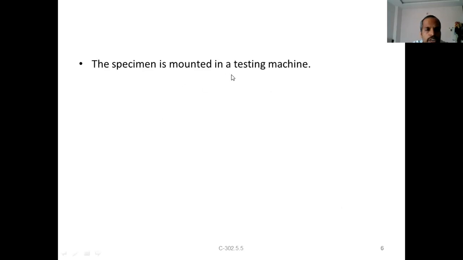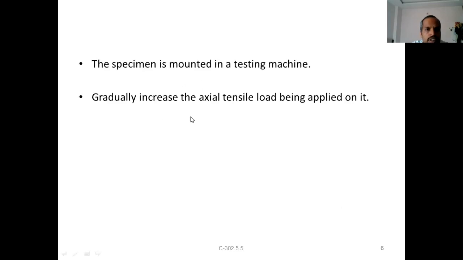The specimen is mounted on a testing machine, a universal testing machine. Initially it starts with load 0, and the axial tensile load is gradually increased. Whatever load we apply is an axial load. What is an axial load? An axial load is the load which passes along the line of action of the force, along the centroidal axis of the member. In simple terms, we can say along the axis of the member, and its axis means the centroidal axis.